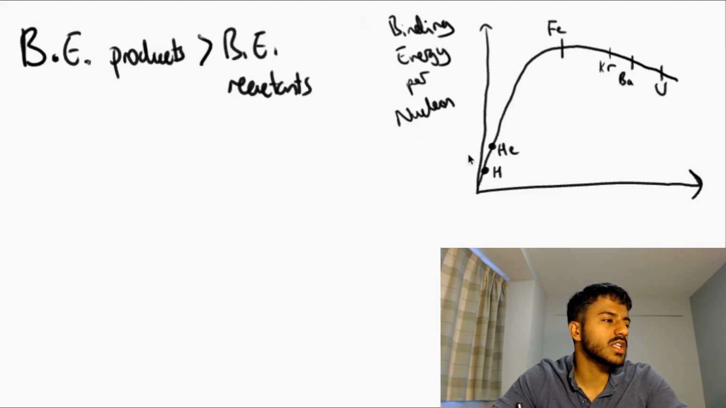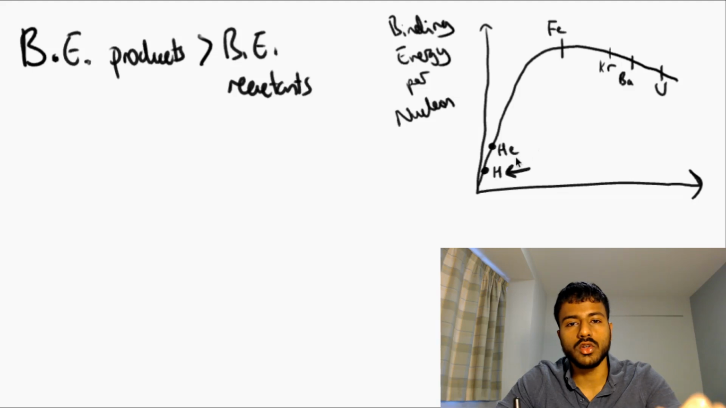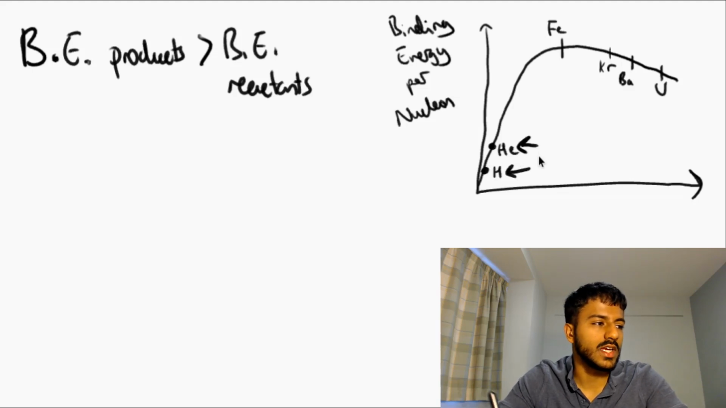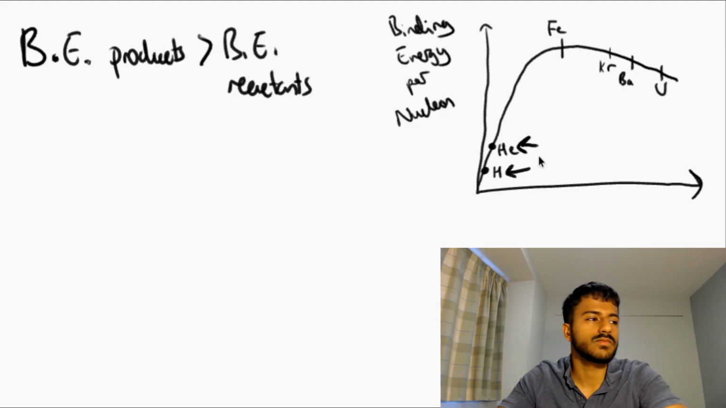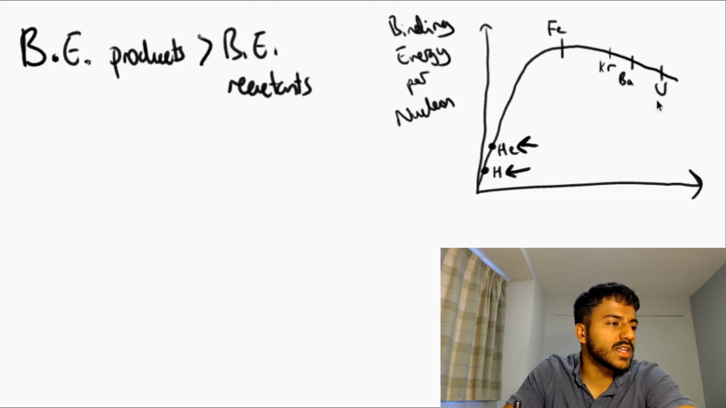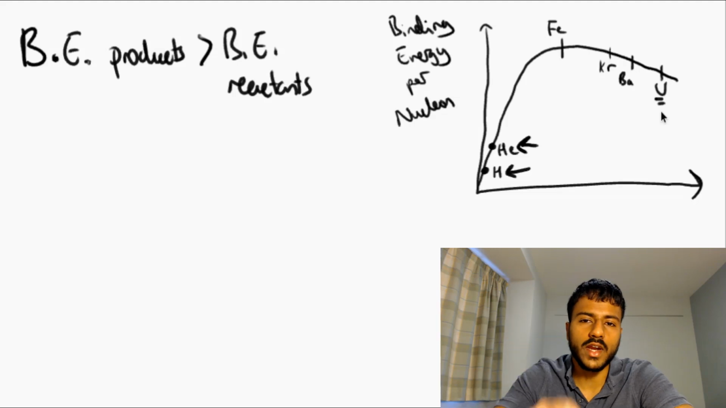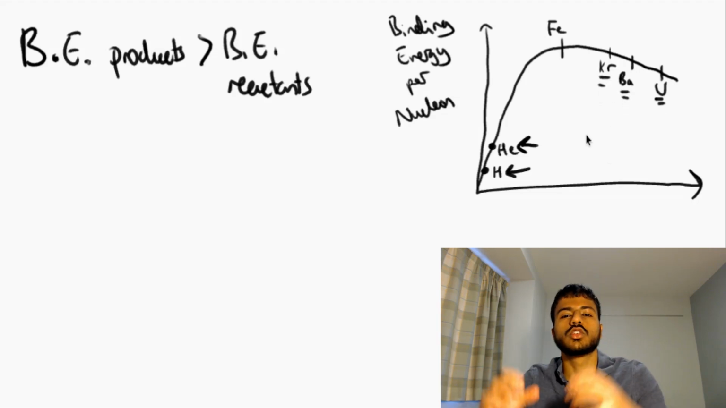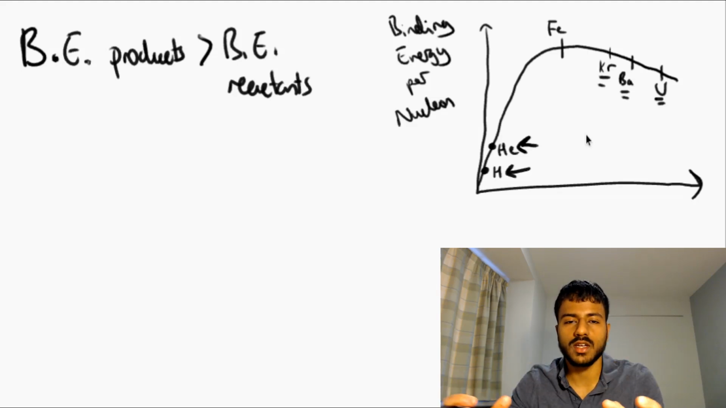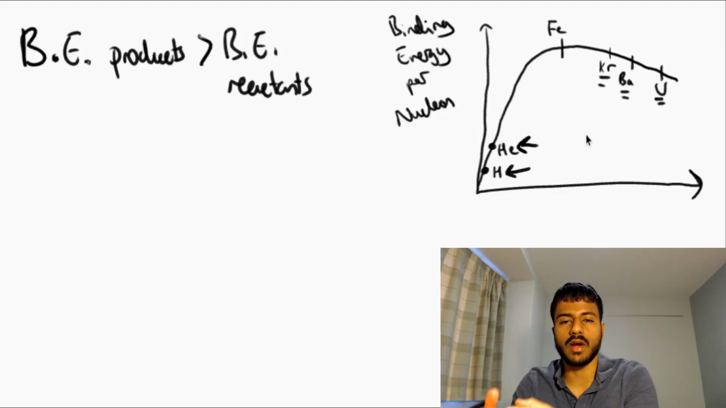With this graph, you can see that, for example, the binding energy of hydrogen per nucleon is less than that of helium. So hydrogen can fuse together to form helium. And you can see that binding energy per nucleon of uranium is less than that of krypton and barium. So the uranium nucleus can break into a krypton nucleus and a barium nucleus.